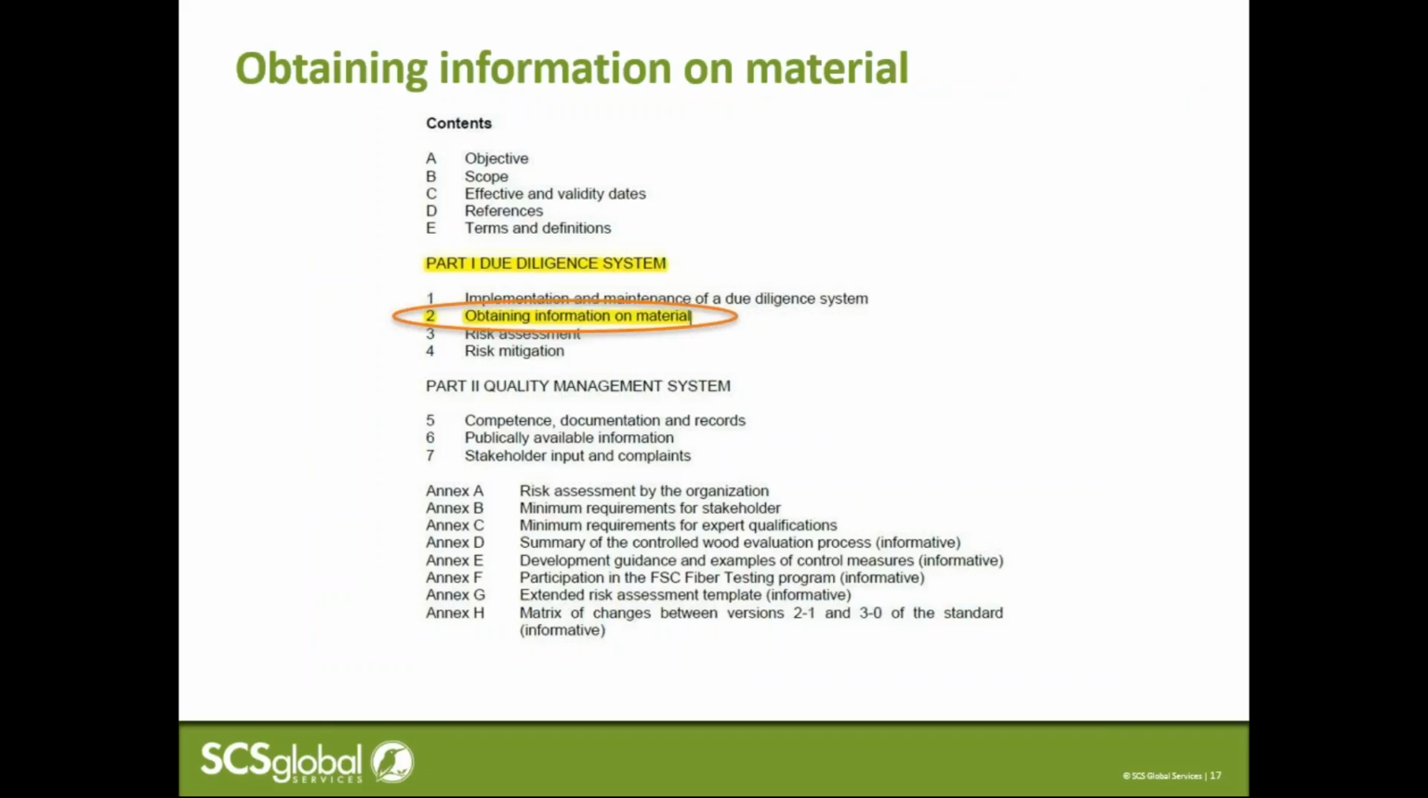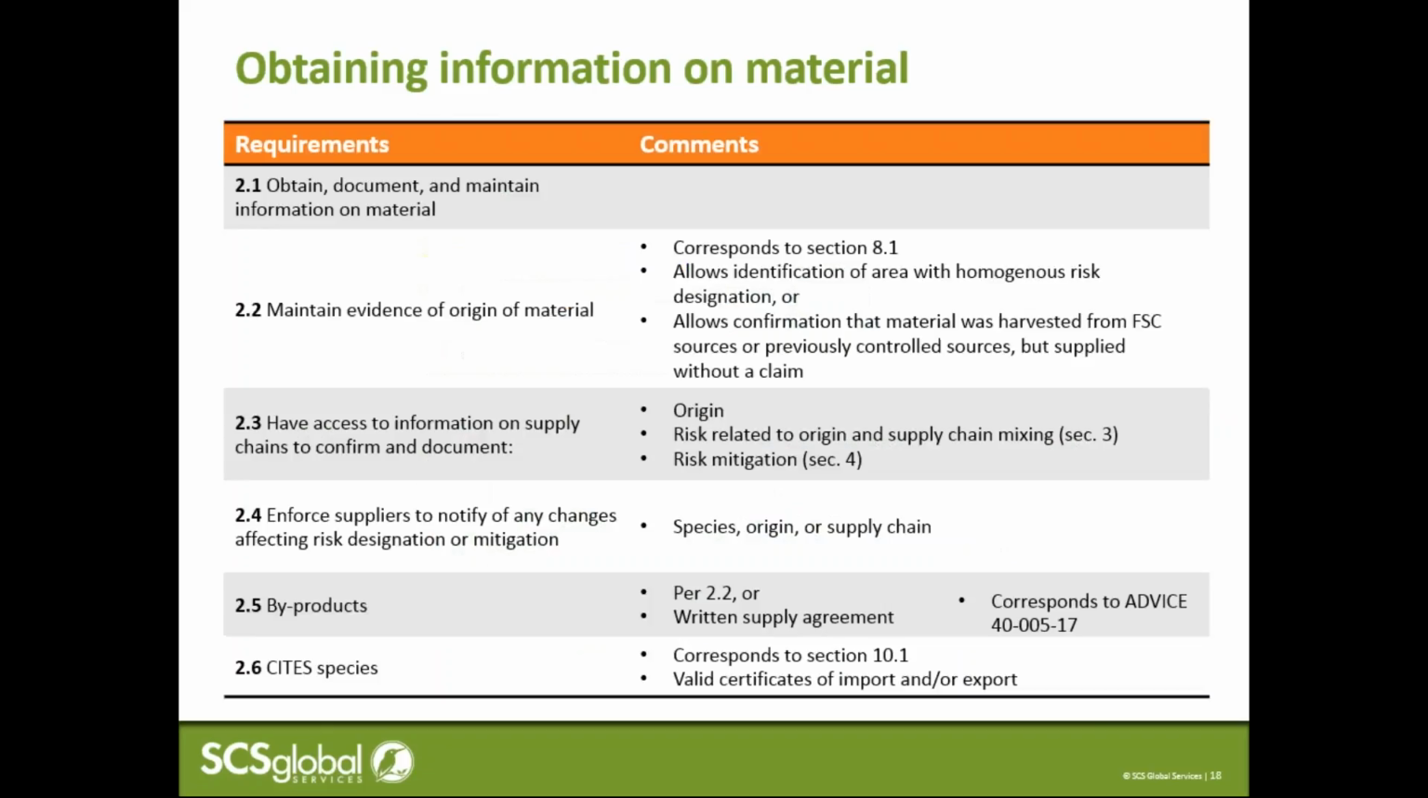Now let's move on to section 2 of the standard, which corresponds to the first big component of the due diligence system, obtaining information on material. This table is a summary of the DDS requirements for obtaining information on material. Again, on the left side of the table, the specific requirements or sections are listed. Additional comments are provided on the right side of the table.